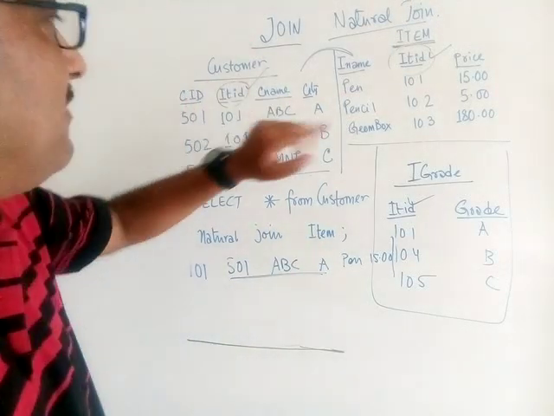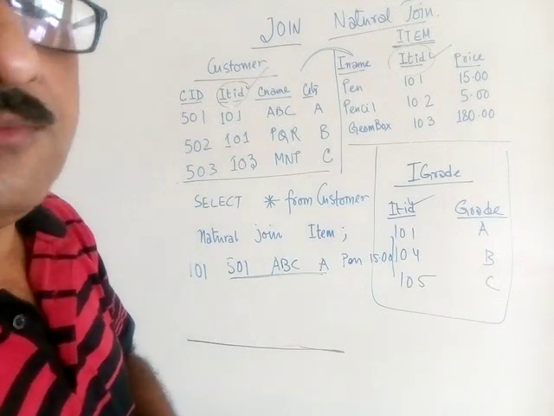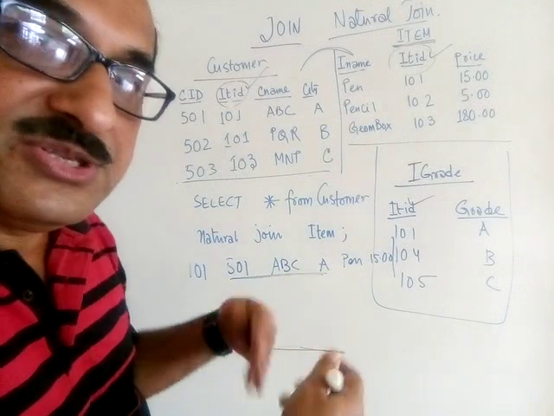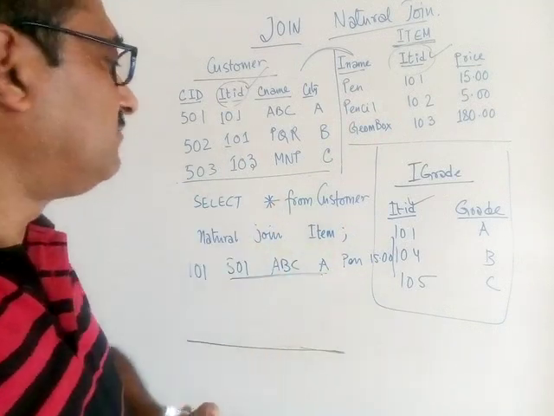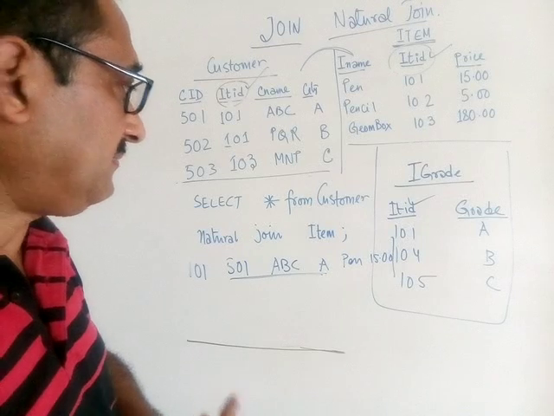And in the display, what will happen? The connecting column will appear only once. It will not come twice. Otherwise, the nature of comparison is the same. Whatever we saw in the previous case, the same thing we will see here. There is no difference between these two.